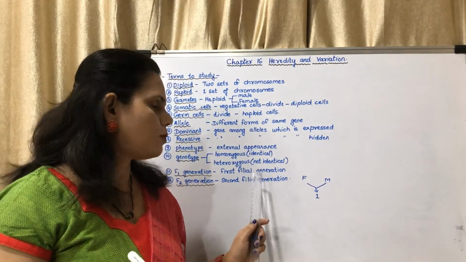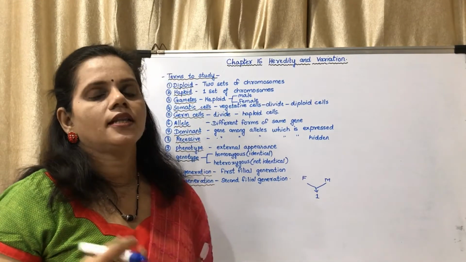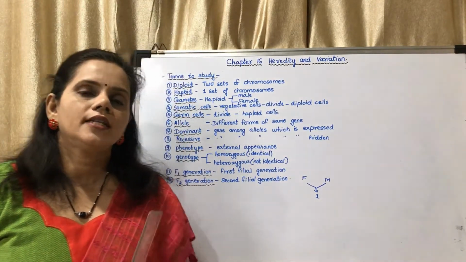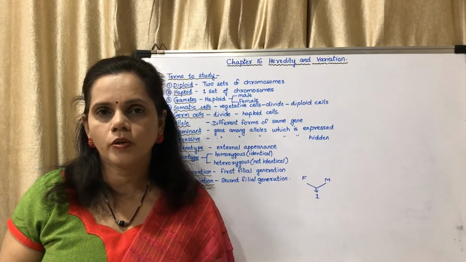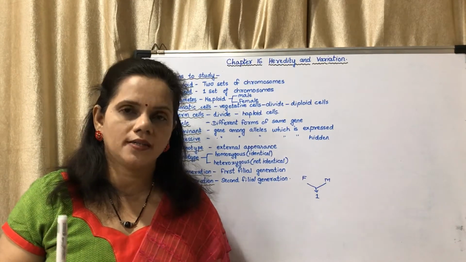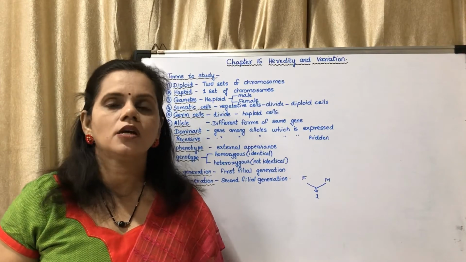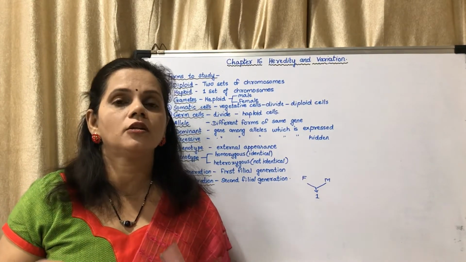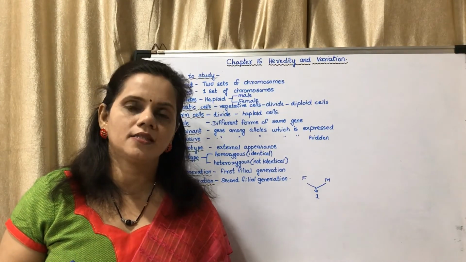That is said to be the first filial generation, and the next generation of this is said to be the second filial generation. These are the terms which you have to understand. You may write this in your notebook in the words you have understood. Then only you will be able to understand the monohybrid cross and dihybrid cross which was carried out by Mendel, Gregor Mendel.